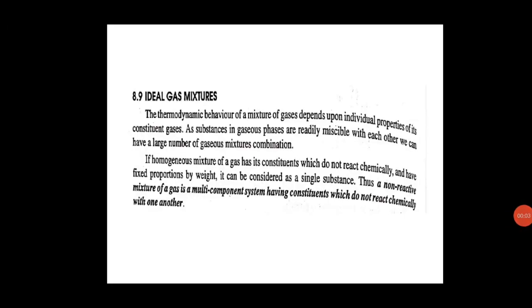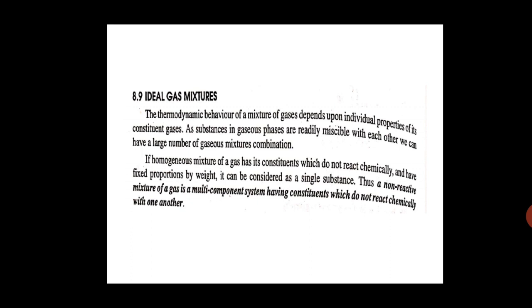Now we shall look at ideal gas mixtures. The thermodynamic behavior of a mixture of gases depends on the individual properties of its constituent gases. Like air, which is also a mixture of gases. It contains around 79% nitrogen, 20% oxygen, then argon, carbon dioxide, etc. So the property of the mixture of gases depends on the individual property of the constituent gases.